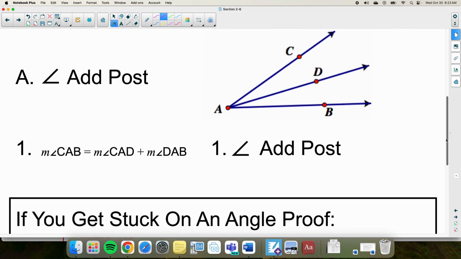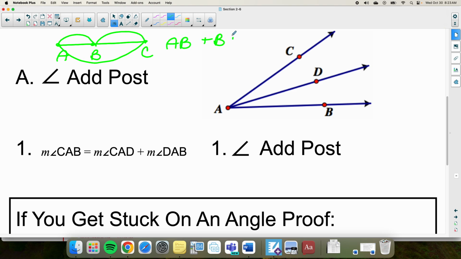Then if I look here, this was what I was talking about where if you had a segment with 3 points, you could break that segment into parts, and you could say AB plus BC equals AC, and that was by segment addition postulate.